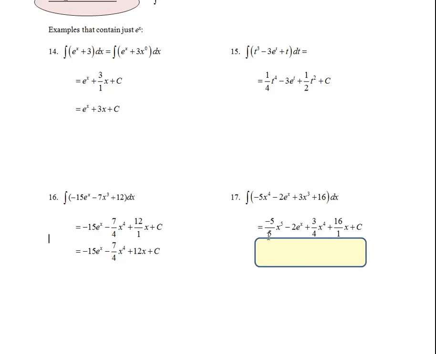I can clean up this fraction and this one. So I should end up with a negative x to the 5th, negative 2 e to the x plus 3/4 x to the 4th plus 16x plus c. So that's my integration rule 2. So e to the x or e to the t, like I had in problem 15, they're not bad. They just repeat very, very quick.